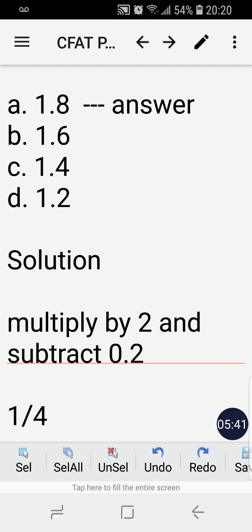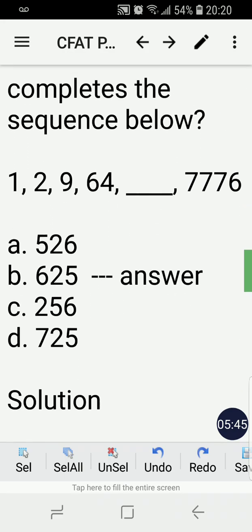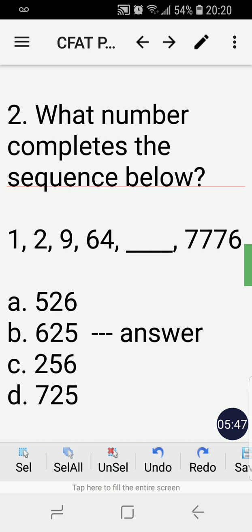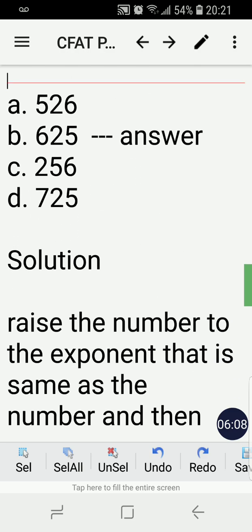Okay, moving on to number 2. Another sequence problem. What number completes the sequence below? 1, 2, 9, 64, blank, 7776. The correct answer is B, 625. Solution.